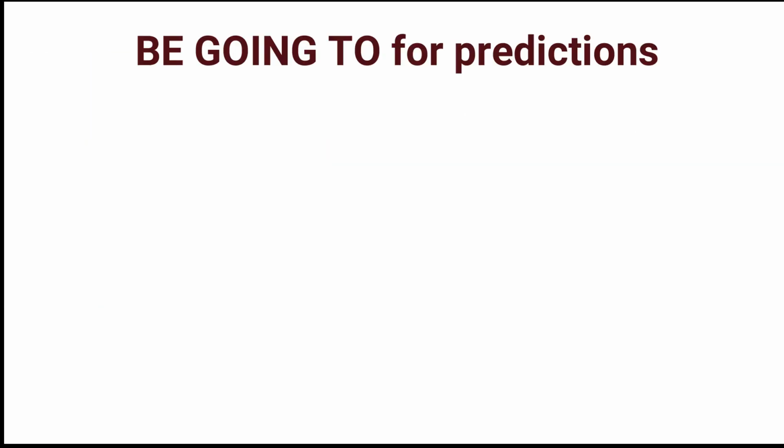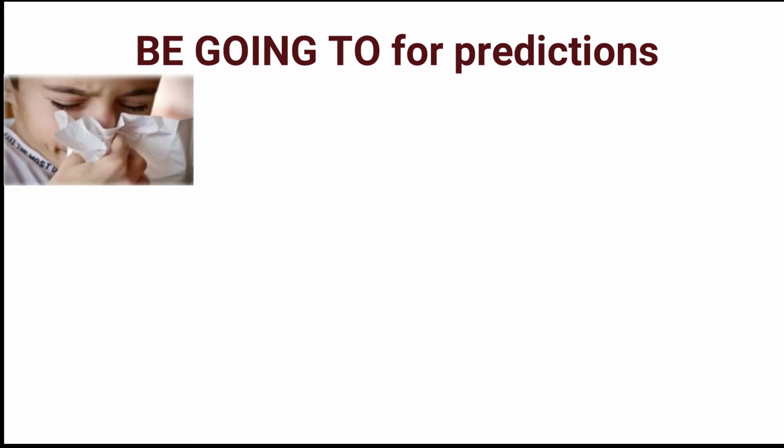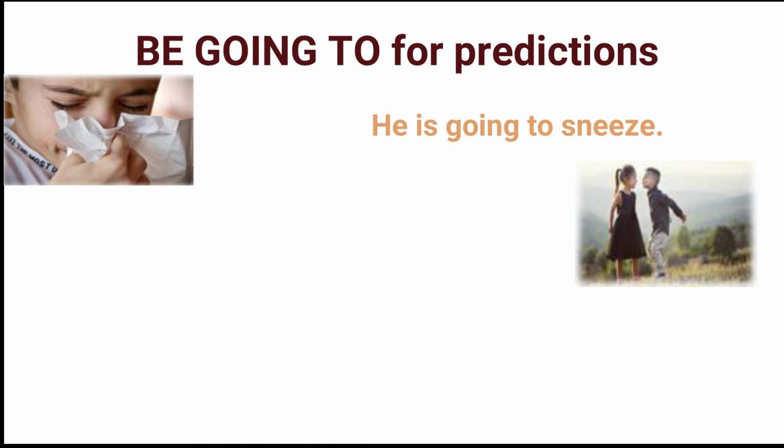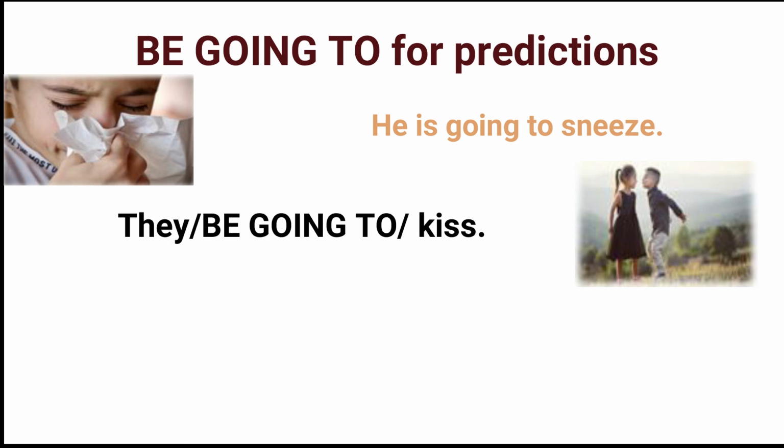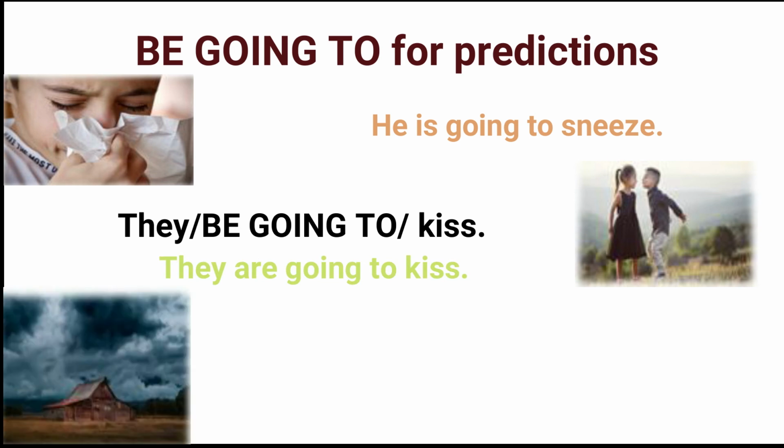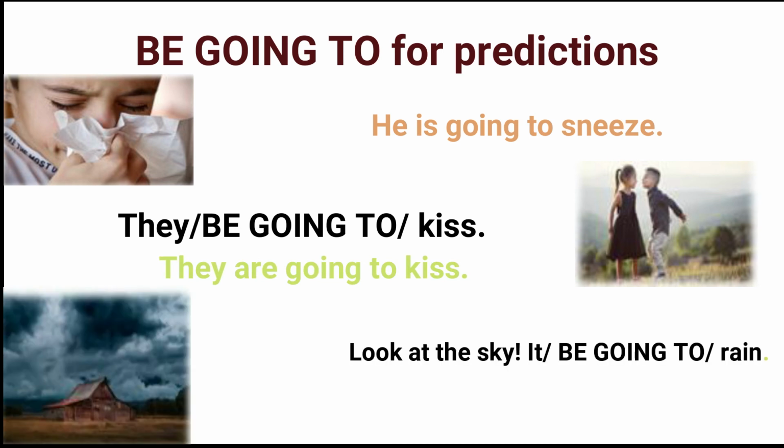Be going to is also used for predictions. Look at picture number 1. Very easy to predict. He is going to sneeze. Achoo! To sneeze. Look at picture number 2, the 2 little boys there. Very natural, isn't it? Very innocent. They are going to kiss. Look at the last picture there. Look at the sky.